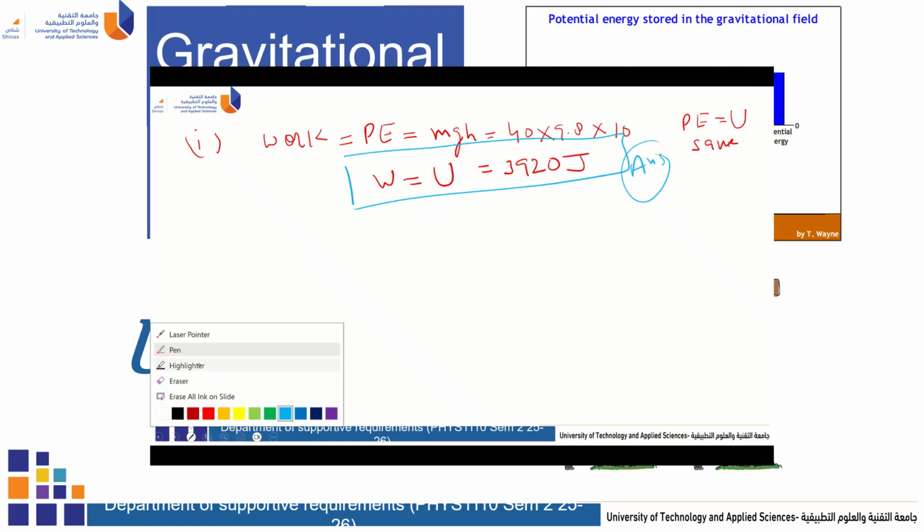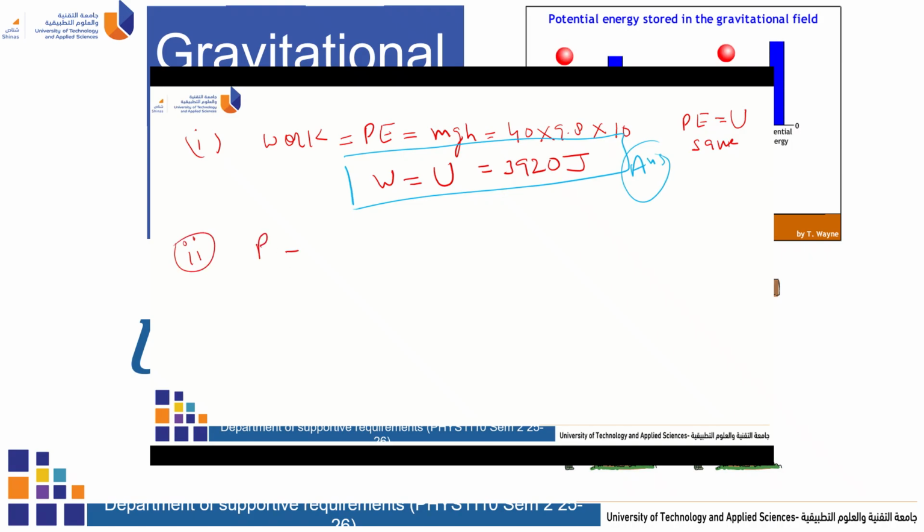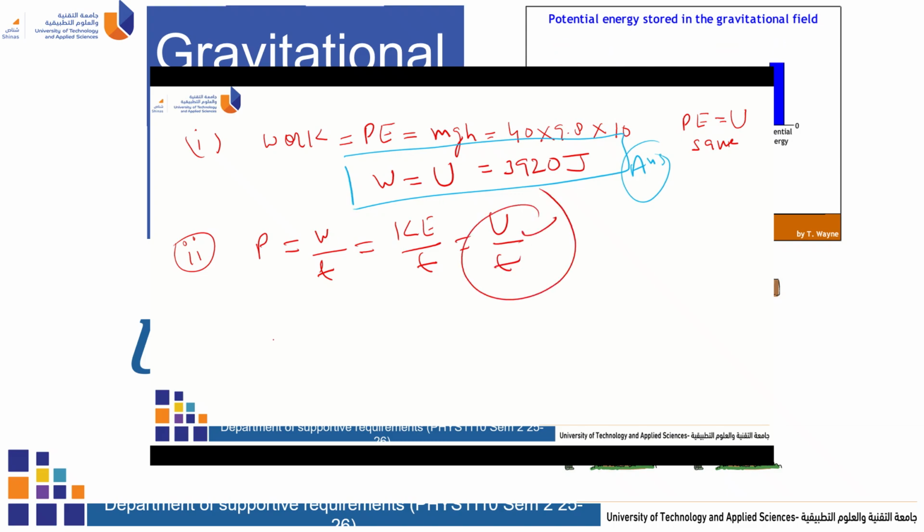For part 2, we have to find the power. For the power there are so many formulas: the work over time, the kinetic energy over time, and the potential energy over time. I plan to use this one. So P is equal to the potential energy divided by the time.